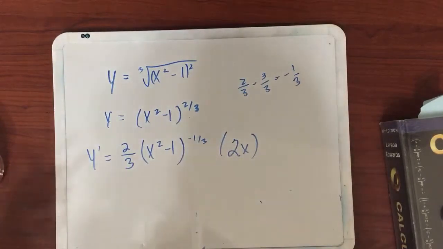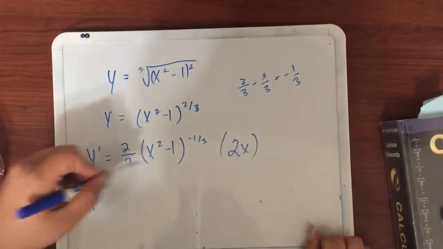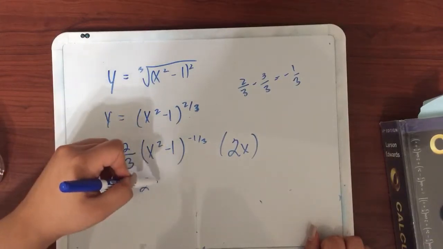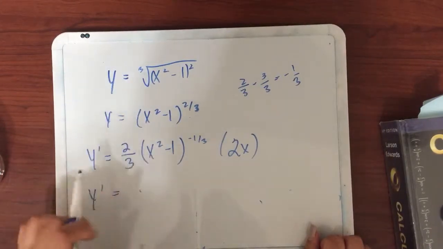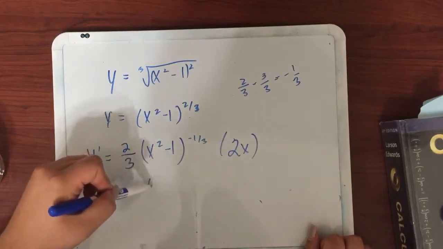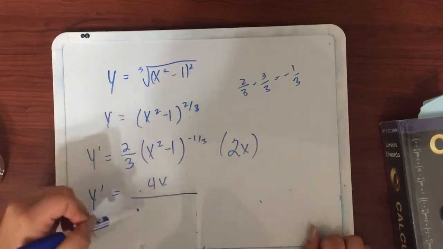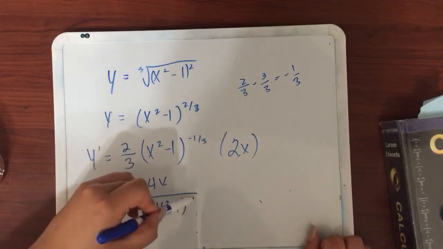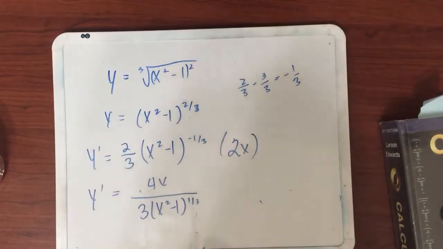Now let's just simplify it and make it look prettier, because we don't want to have negative exponents. It's going to be 2 times 2, which is 4x, all over 3 times x squared minus 1 to the 1/3. And that is your answer. And it's as simple as that.